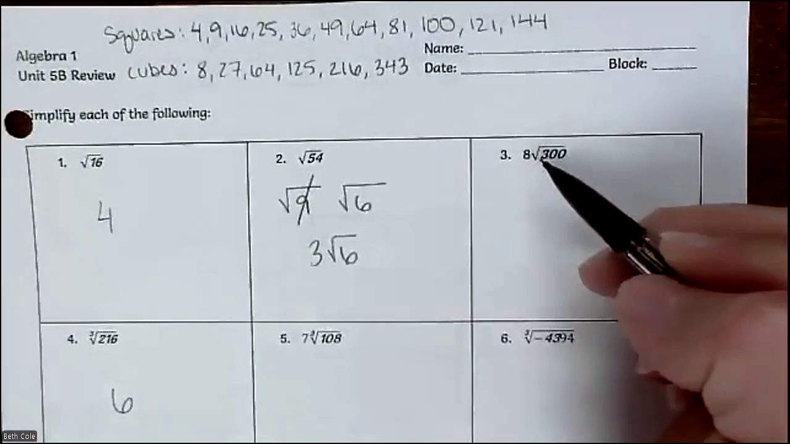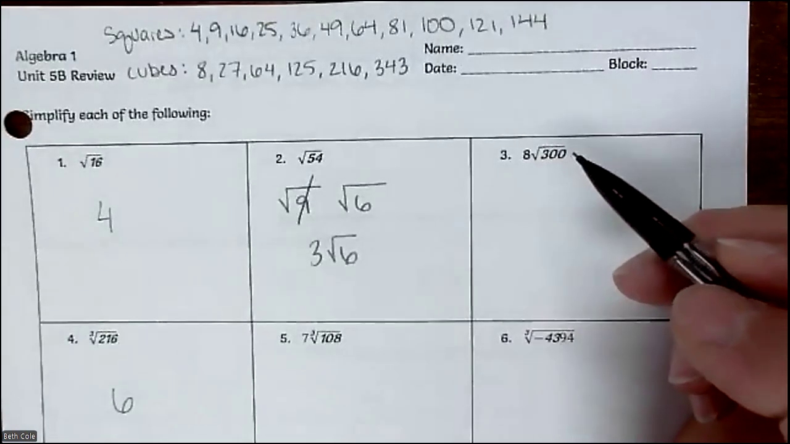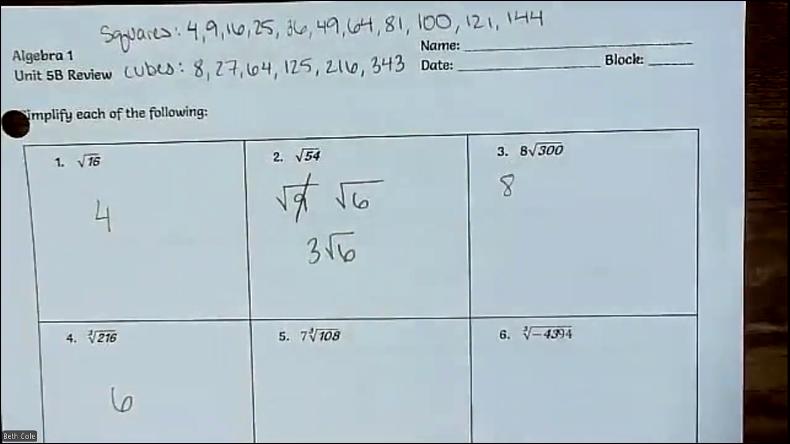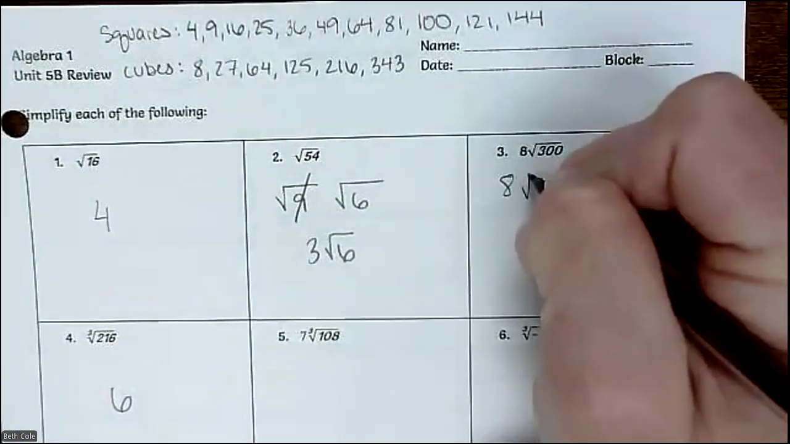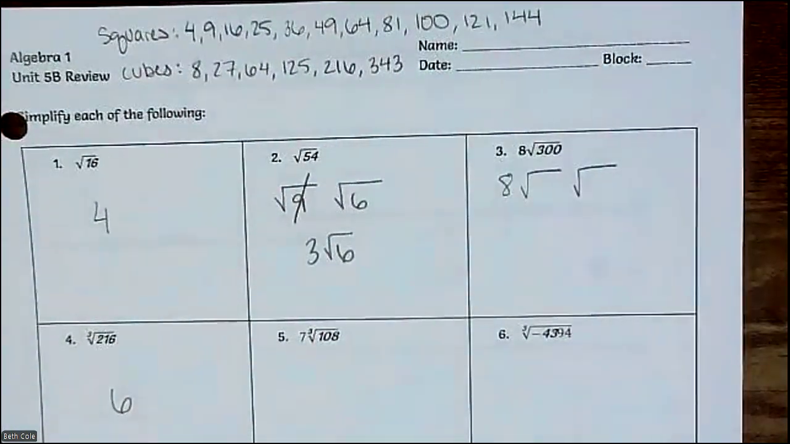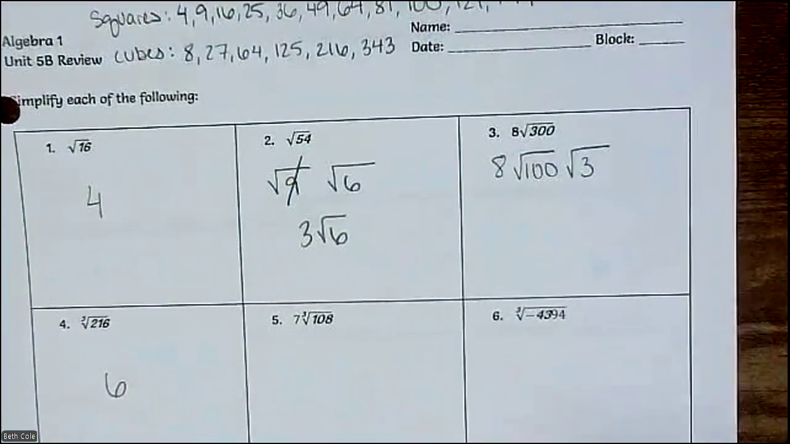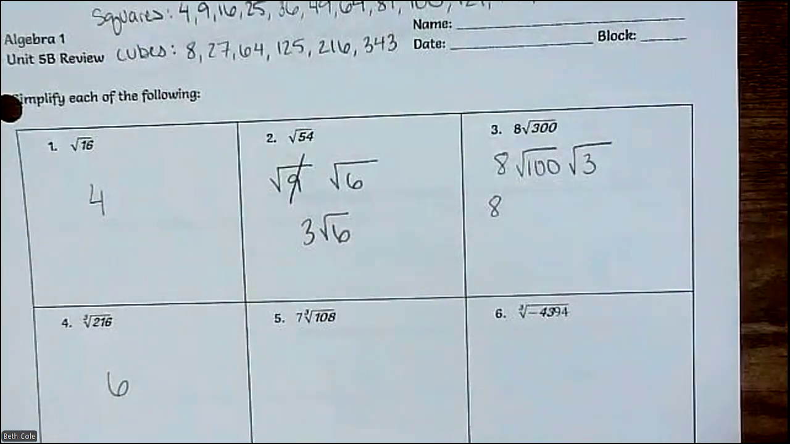Now, for this one, that 8 is just there. Do you remember me saying that? I don't have a better explanation than it's just there. It's just going to follow us along. Like just put 8. It's just there. Draw your 2 little houses. What is 300 going to break up into? You need a number from your squares list. 100, good, times 3. The 8 is just there.